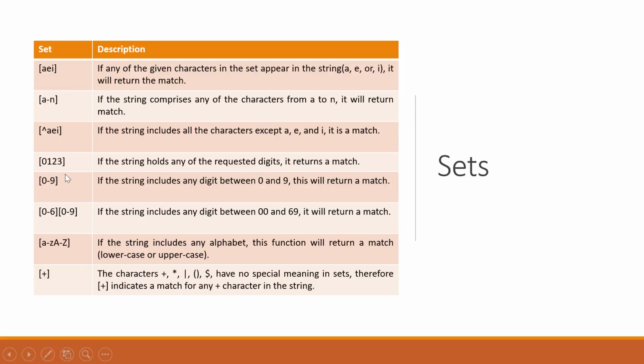Now in the same way we can define digits. Within the square brackets, if you define a set of digits, for example 0, 1, 2, 3, then it will look for all these specified digits. And just like digits, we can also search for characters. If I want to search for plus, I can simply write plus in the square brackets and it will search for the plus character in the given string. So let me show you one example related to this as well.